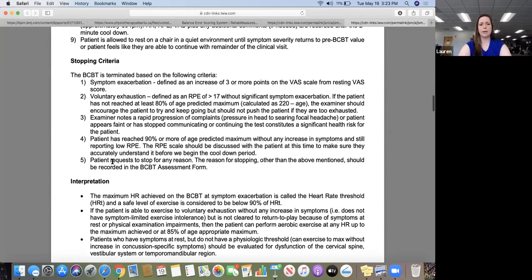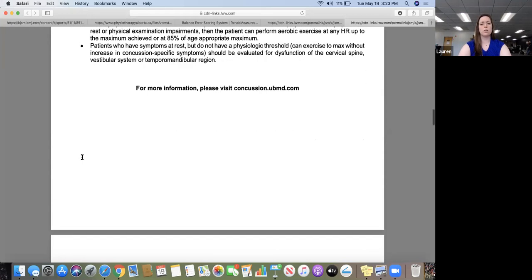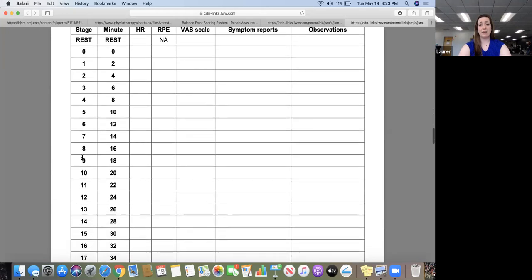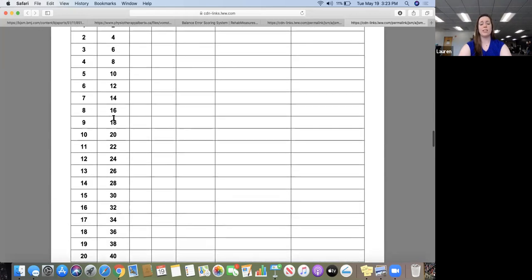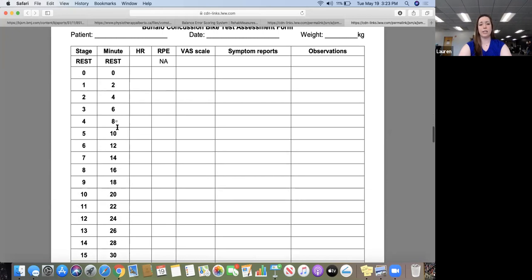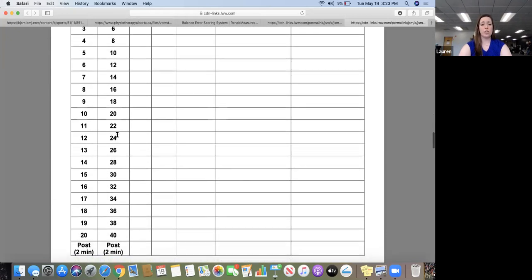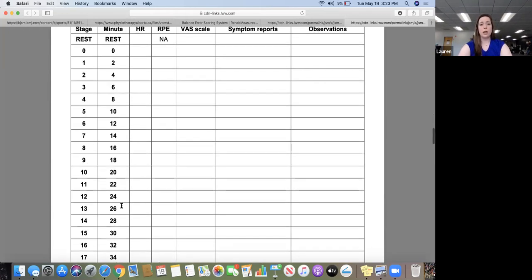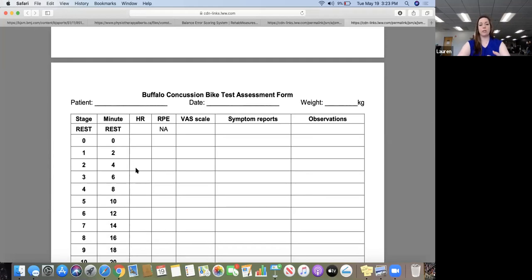Same stopping criteria as for the treadmill test. But this is a much longer test if they have that endurance component. So this goes by stage, so whatever level the bike is at, this is how many minutes. Again, every 2 minutes you're increasing. So it can end up being very long if they have a really good tolerance to it. But same thing, you're getting that heart rate, RPE scale, and the VAS scale with that. So a good alternative when you don't have a treadmill.